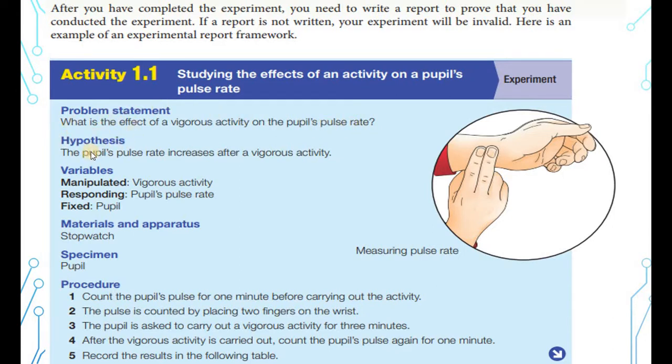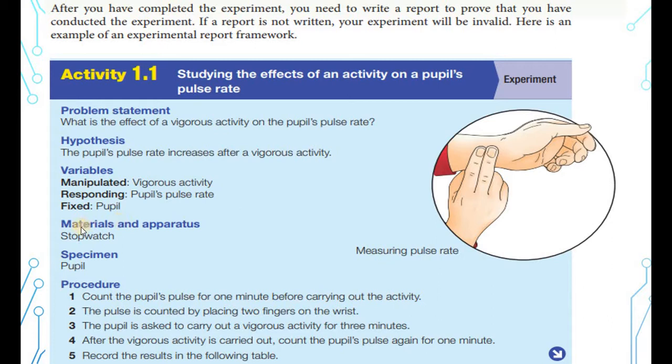Number 2, you have to write the hypothesis. Hypothesis refers to the early prediction for the outcome of the experiment. So the hypothesis for this activity is the pupil's pulse rate increases after a vigorous activity. Then number 3, you have to write the variables. There are 3 variables. Manipulated variable refers to the vigorous activity. Responding variable refers to the pupil's pulse rate. And fixed variable refers to the pupil.